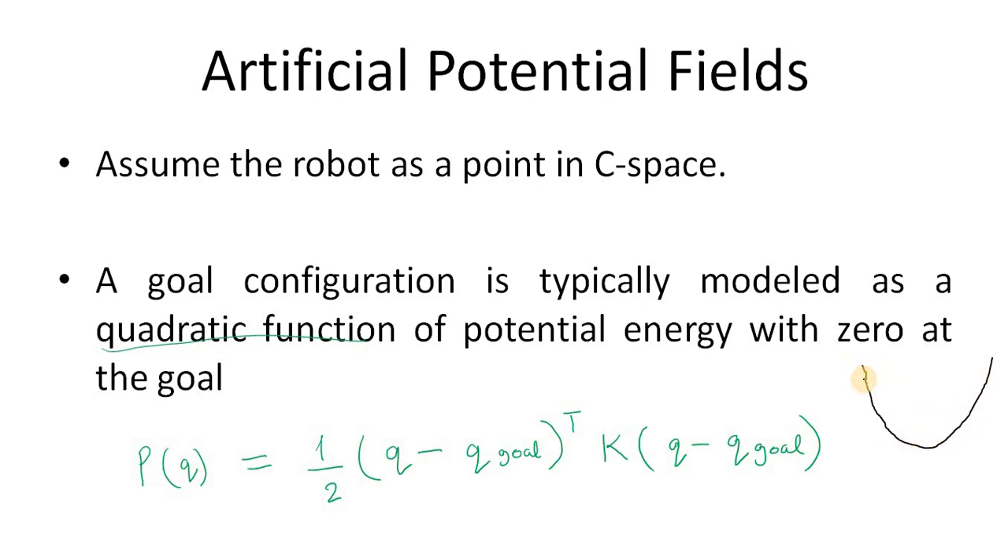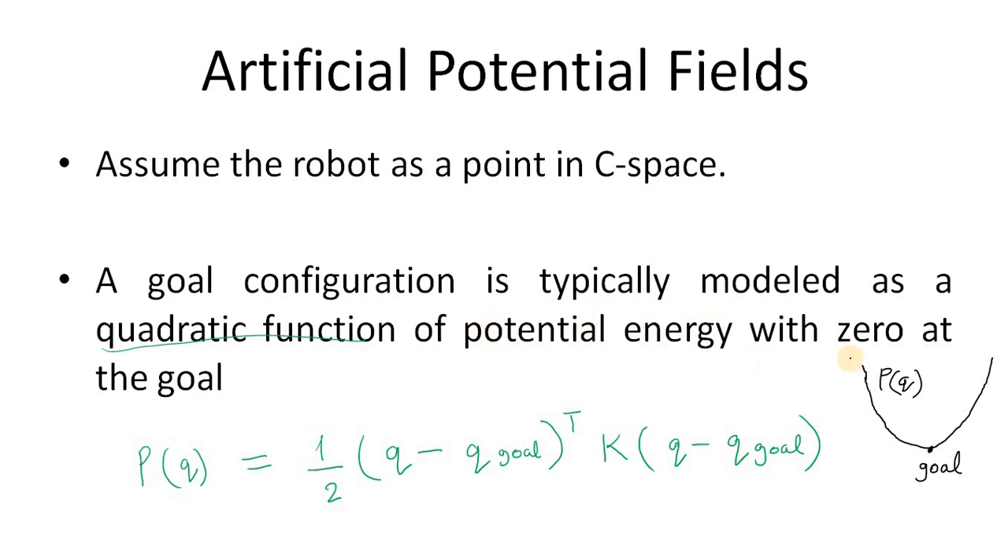This is the quadratic function, okay? And here your goal point will be located. And this will be your P(q). So this is a graph plot of a quadratic function, and your goal will be located where your function becomes value 0. So this is how we model a virtual potential.